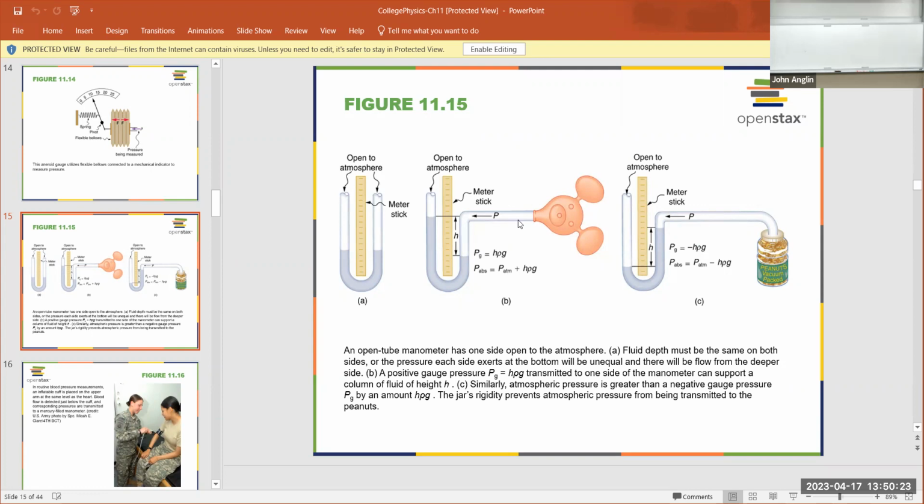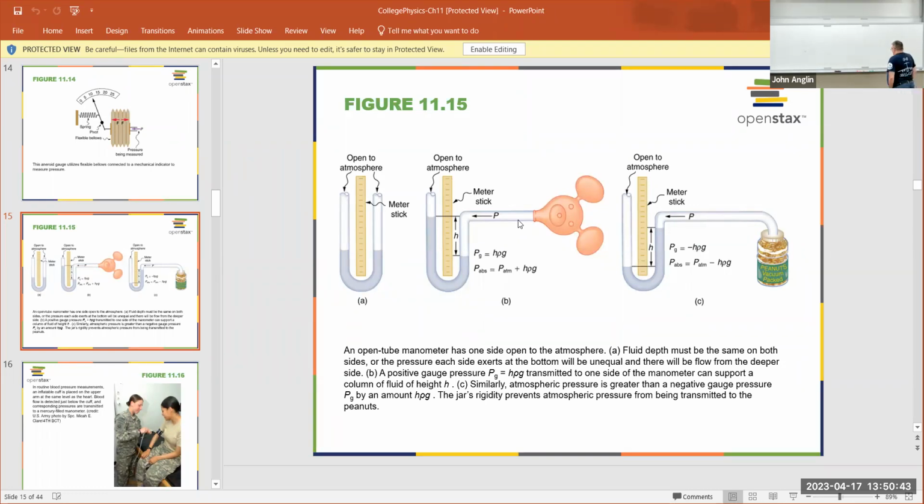This is why sometimes in a weather report, you will not hear PSI. You will not hear atmospheric pressure of 14.7 PSI. You might hear something like inches of mercury. Might hear something like inches of water.